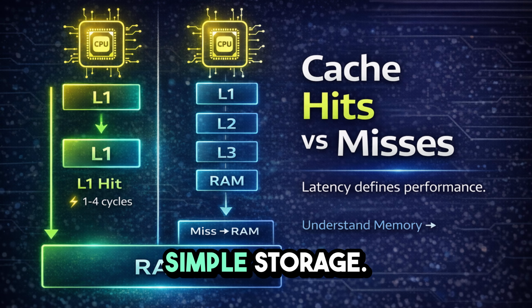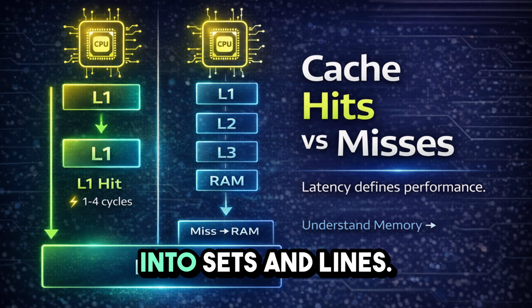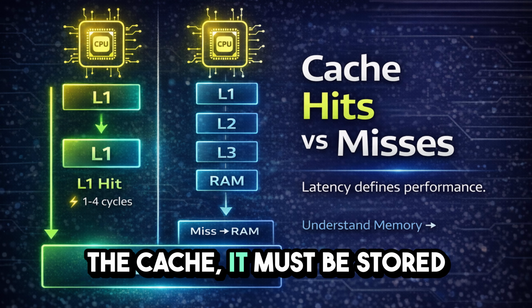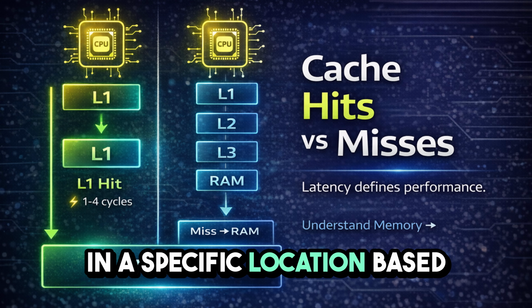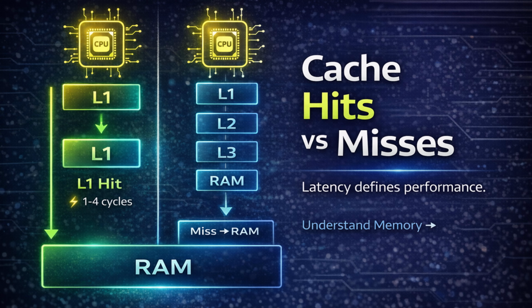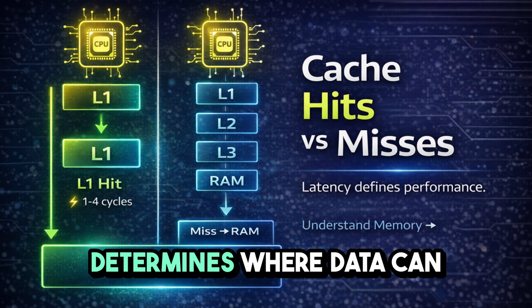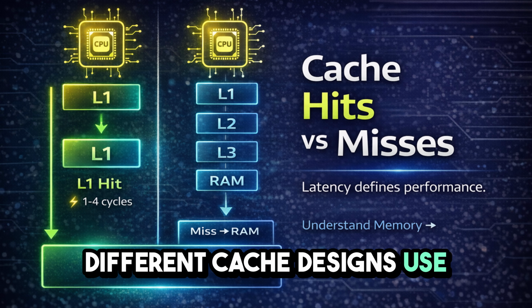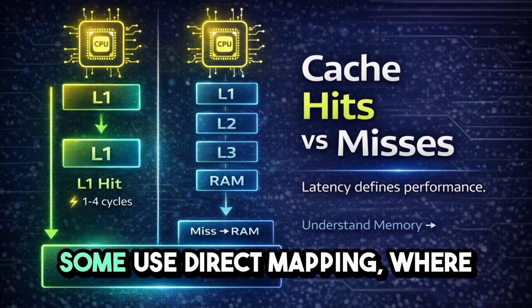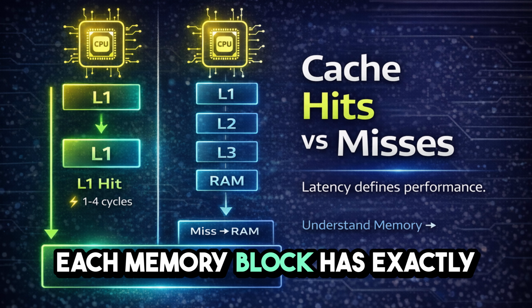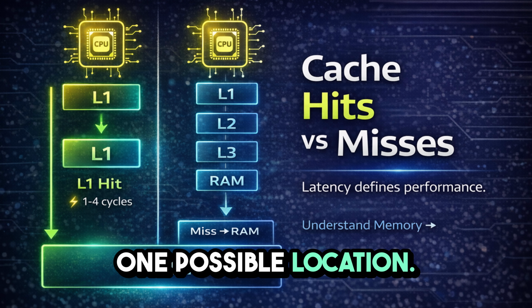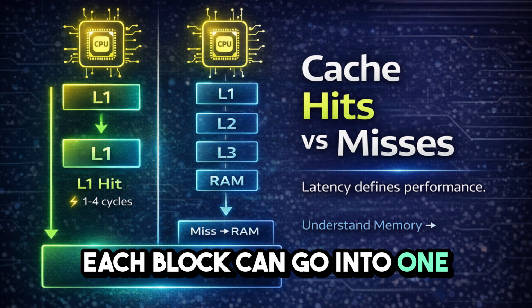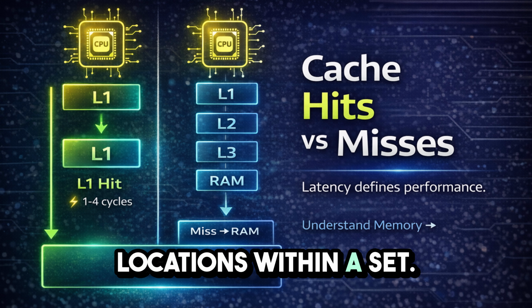Caches are not just simple storage, they are structured into sets and lines. When data is placed in the cache, it must be stored in a specific location based on its memory address. This mapping process determines where data can reside in the cache. Different cache designs use different mapping strategies. Some use direct mapping, where each memory block has exactly one possible location. Others use set associative mapping, where each block can go into one of several possible locations within a set.